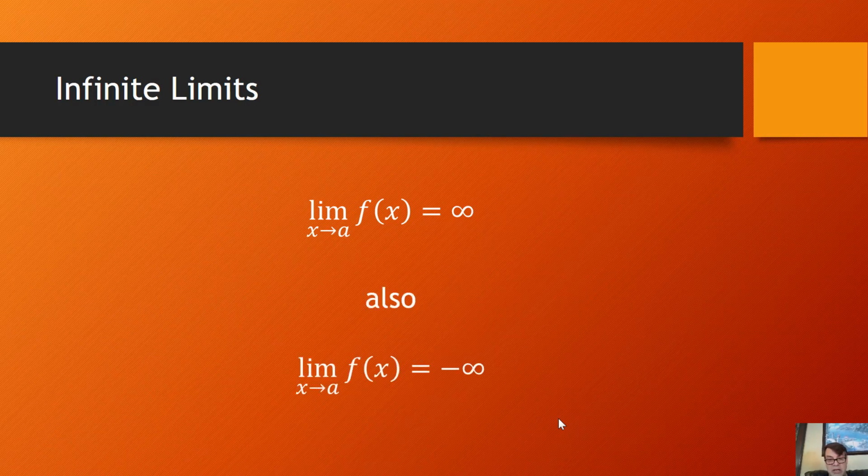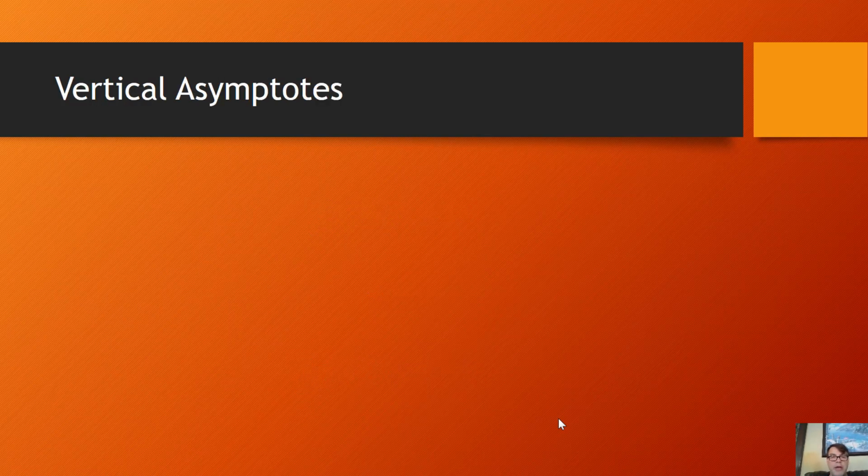And the same thing can happen negatively. As x approaches a, it can go to negative infinity. And again, you'll have a vertical asymptote there, an imaginary dotted line that says you cannot cross this line, or you cannot get to this line. There may be something on the other side of the line in some cases, but okay.